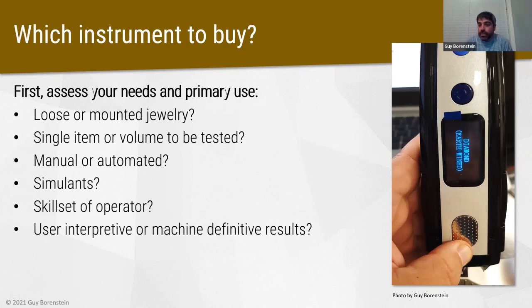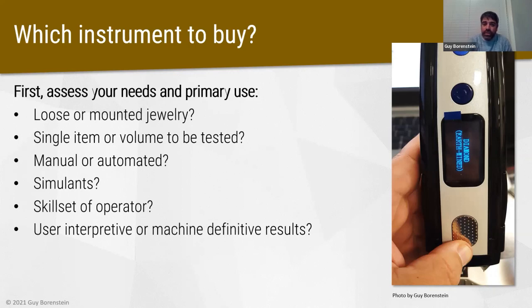Do you need something manual or automated? Do you need it also to identify simulants? Are you a gemologist that has some background, or are you completely green and don't know anything about screening? And do you have the ability to interpret it by yourself, or do you need the machine to do the results for you? All of these questions you are the only one that can answer for yourself, and accordingly find the right machine.